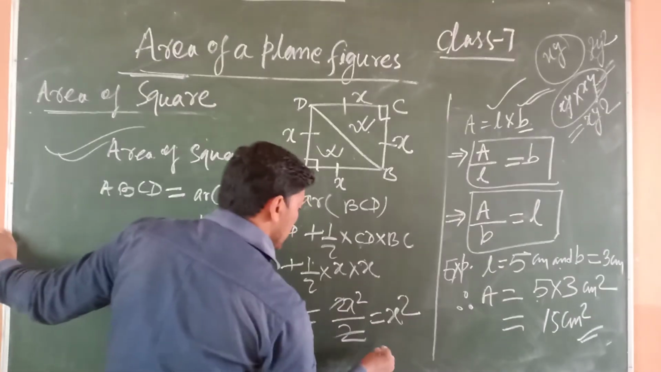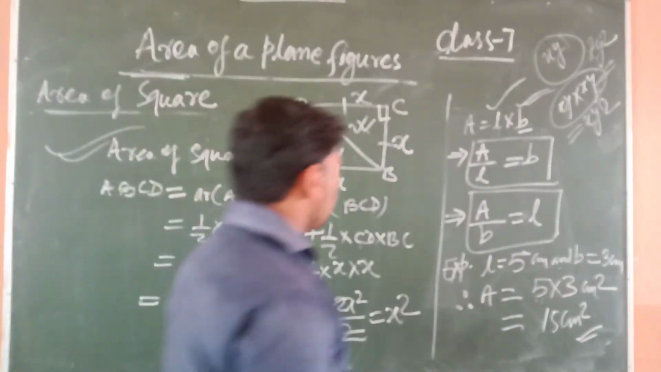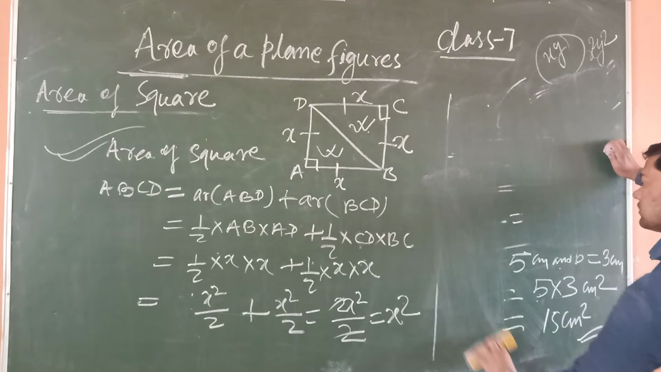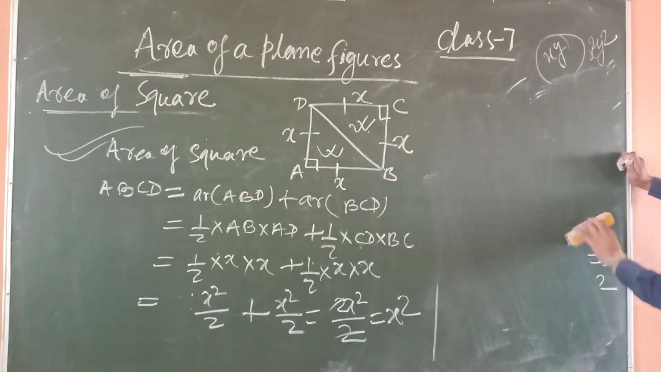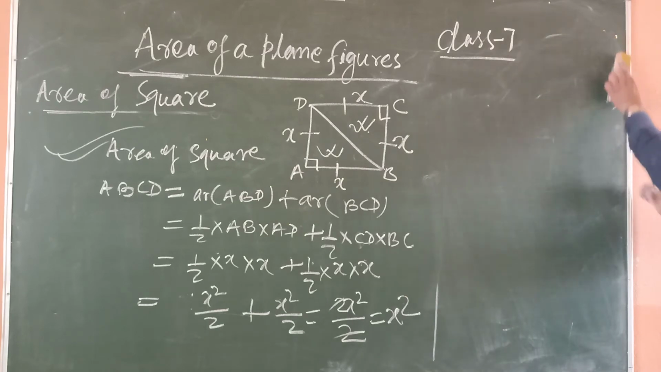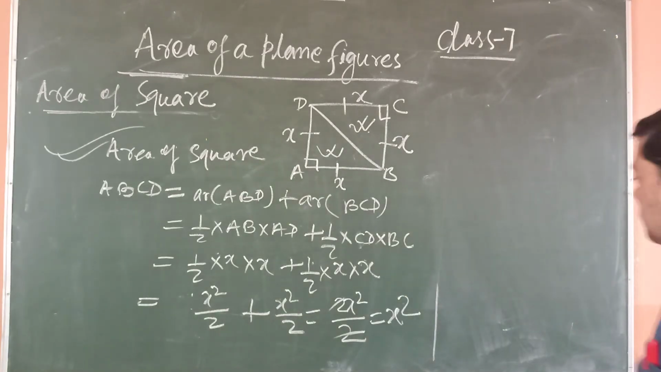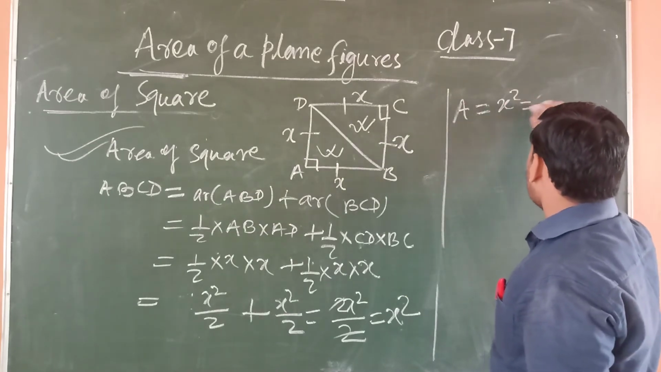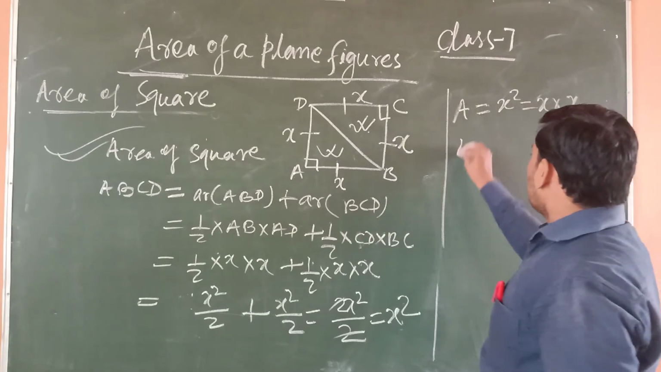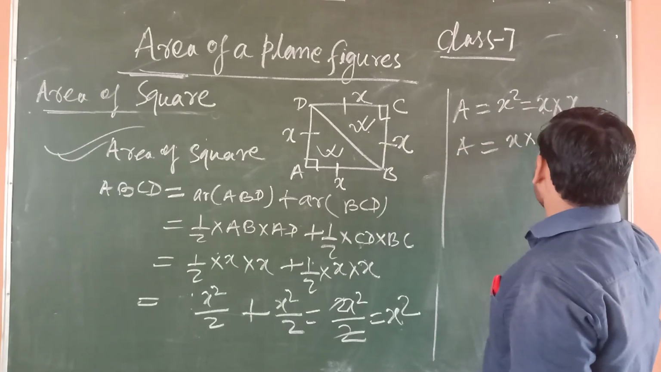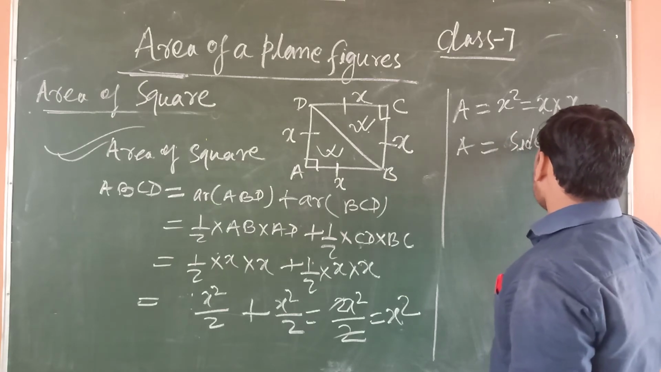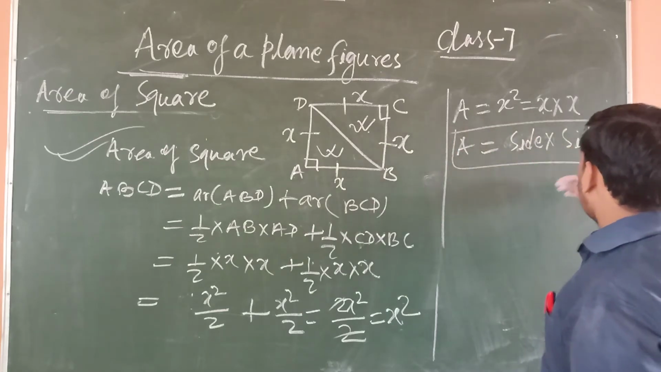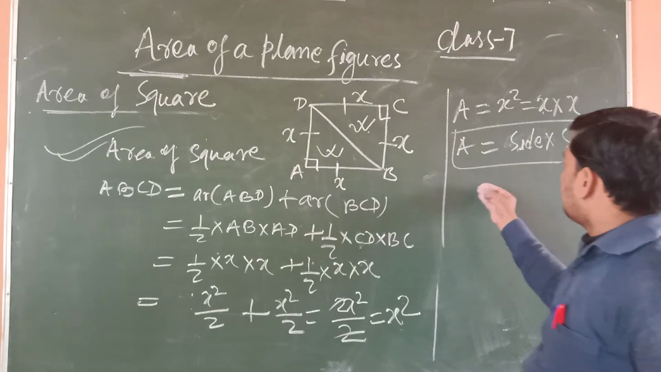x is the length of the side. x square is x into x. y square is y into y. m square is m into m. cm square is cm into cm. The area of the square is x square, which is x into x, where x is the length of the side. So area of a square is side into side. Keep in mind, side into side.